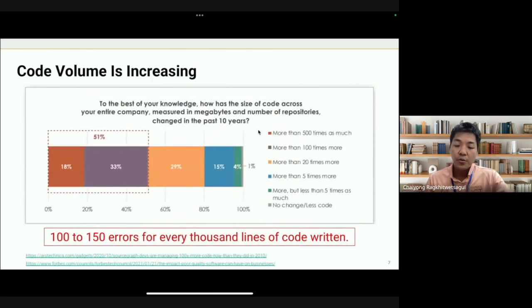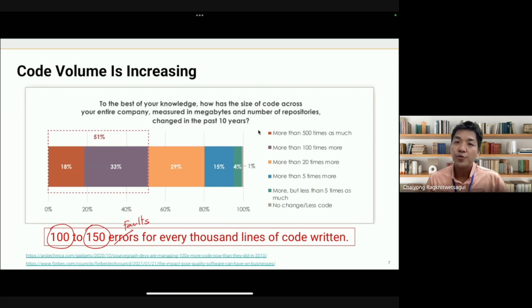And also the amount of code is increasing over time. You will see that if you have, let's say, 1,000 lines of code written, there would be 100 to 150 faults here. There will be 100 or 150 faults for every 1,000 lines of code that you have written.